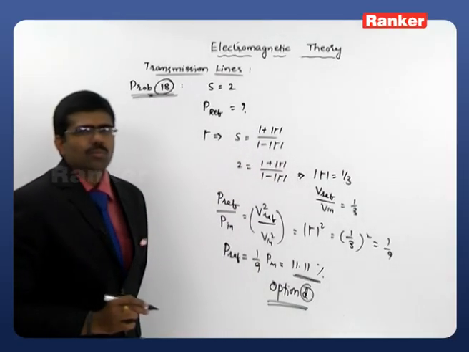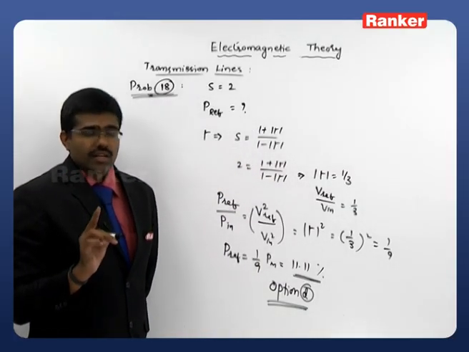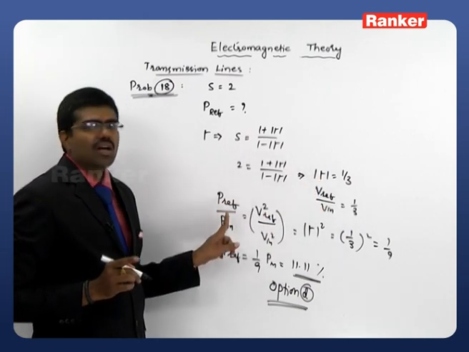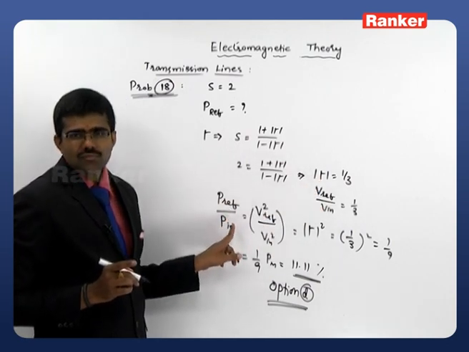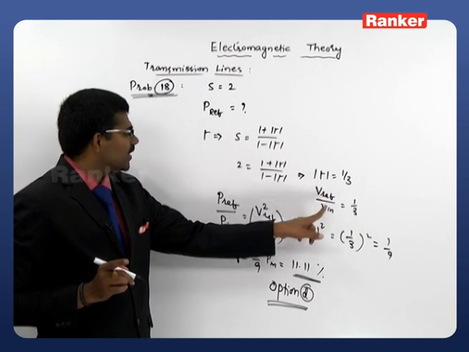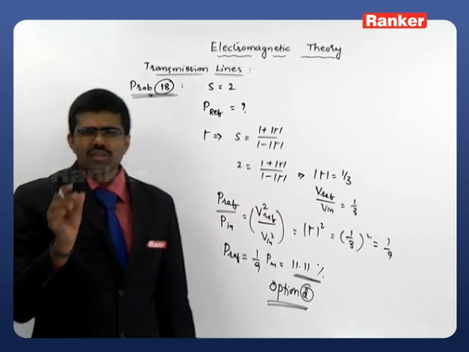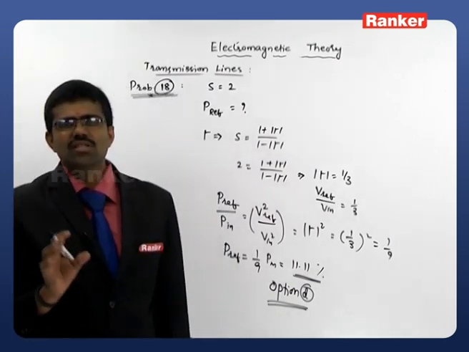So this is a very simple problem, just don't get confused. You may get confused between the voltage reflection coefficient and the asked quantity, power. The voltage reflection coefficient is V reflected divided by V input, whereas the power ratio is P reflected by P input. There is a slight difference between these two, just observe them.